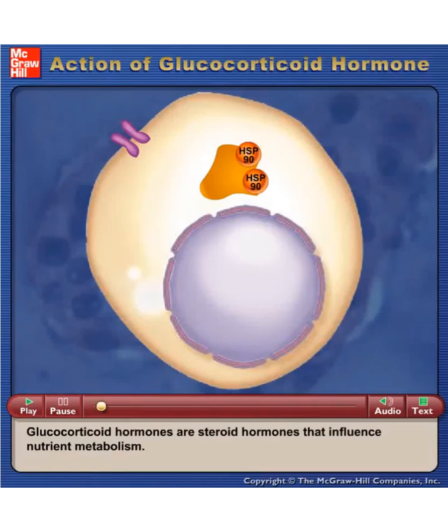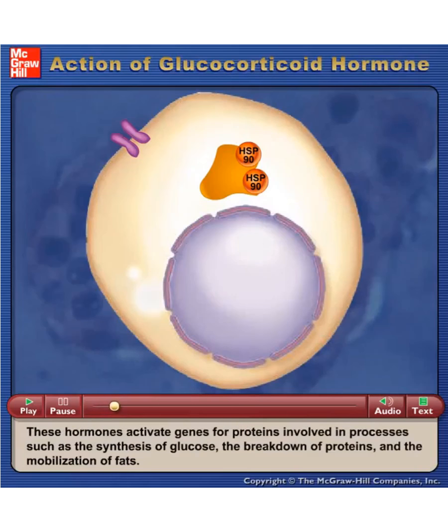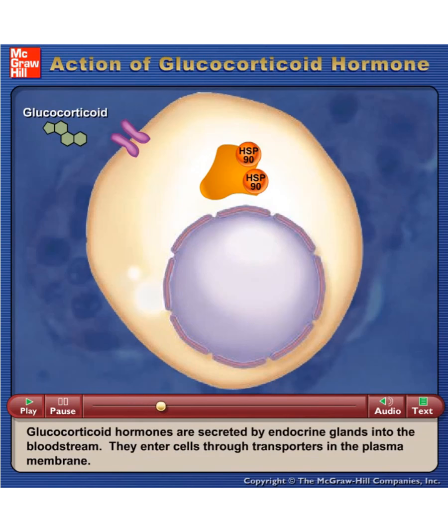Glucocorticoid hormones are steroid hormones that influence nutrient metabolism. These hormones activate genes for proteins involved in processes such as the synthesis of glucose, the breakdown of proteins, and the mobilization of fat. Glucocorticoid hormones are secreted by endocrine glands into the bloodstream. They enter cells through transporters in the plasma membrane.